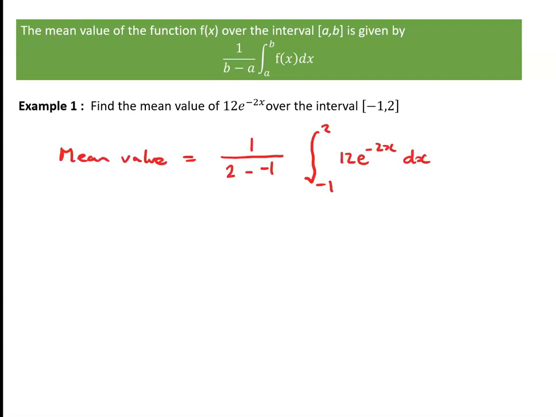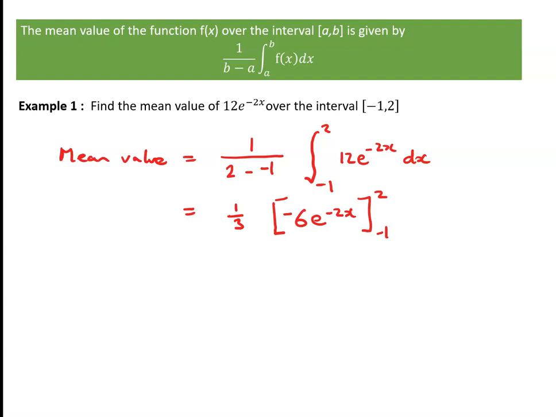So, the mean value of f of x over an interval a, b is given by 1 over b minus a times the integral between a and b of f. So, to find the mean value of 12e to the minus 2x over the interval between minus 1 and 2, then, applying the formula, we've got the mean value is 1 over 2 minus minus 1 times by the integral between minus 1 and 2 of 12e to the minus 2x.